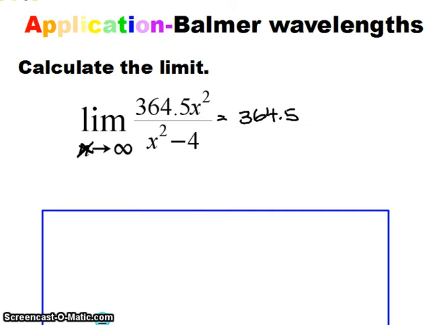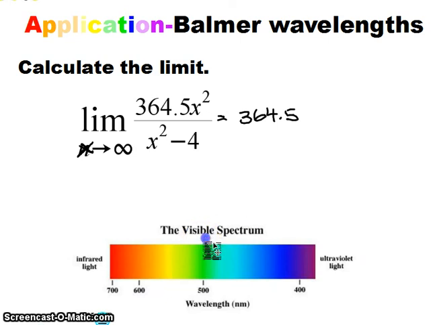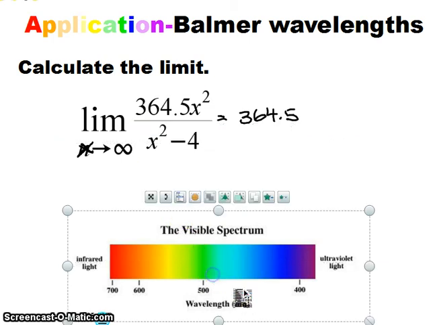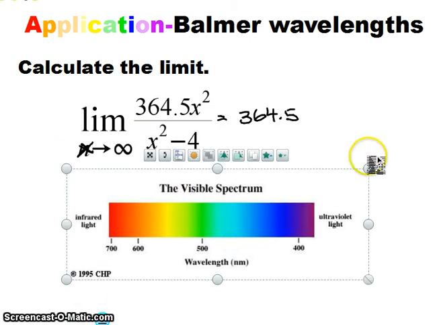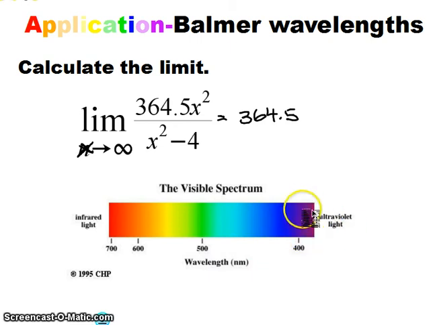And what I have down here is just a little talk about the visible spectrum and the wavelengths of what's going on there. You can see that 364.5 is going to be down here somewhere, in ultraviolet light. Some of you probably know more about light from your physics experience. But it's a little application of why we would take a limit and where that would be.